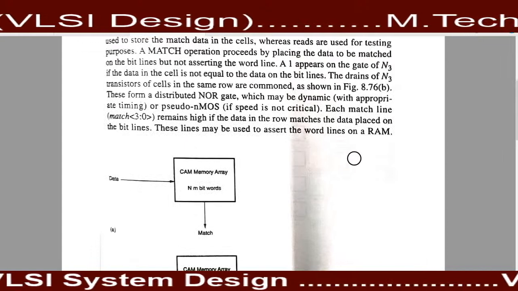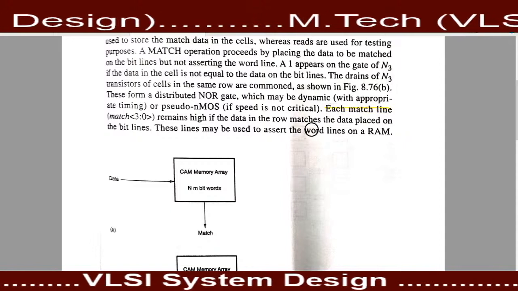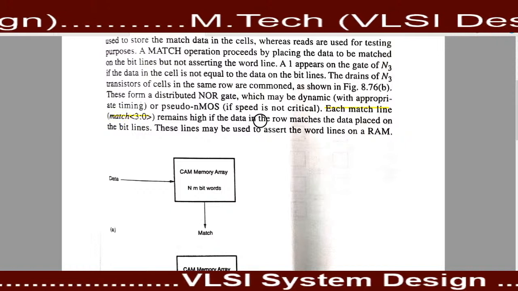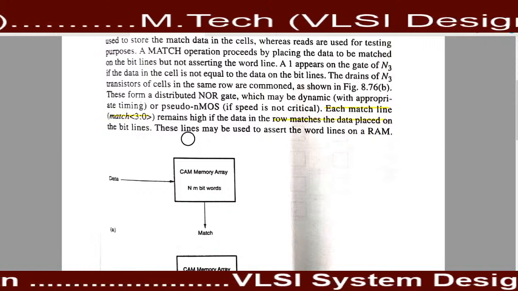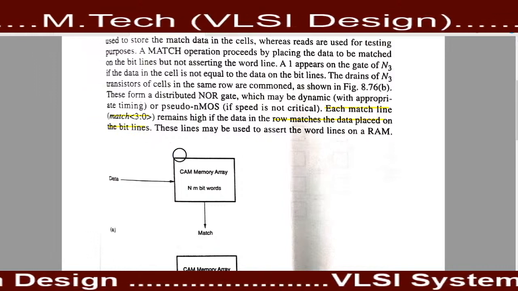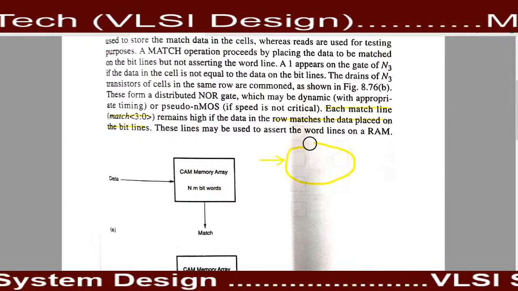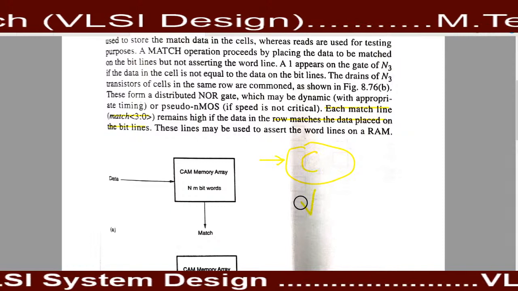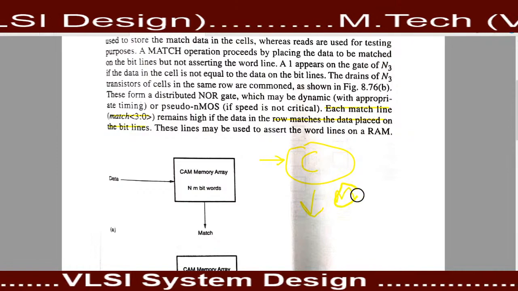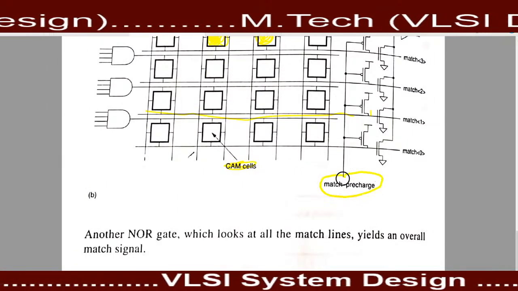Okay, this portion is also represented here. Each match line, that is match 3 to 0, remains high if the data in the row matches the data placed on the bit line. It means that when the data provided to the CAM cell matches the data stored in the CAM cell, at that time this match signal will be one. And when this match signal is one, this match precharge signal will be one.